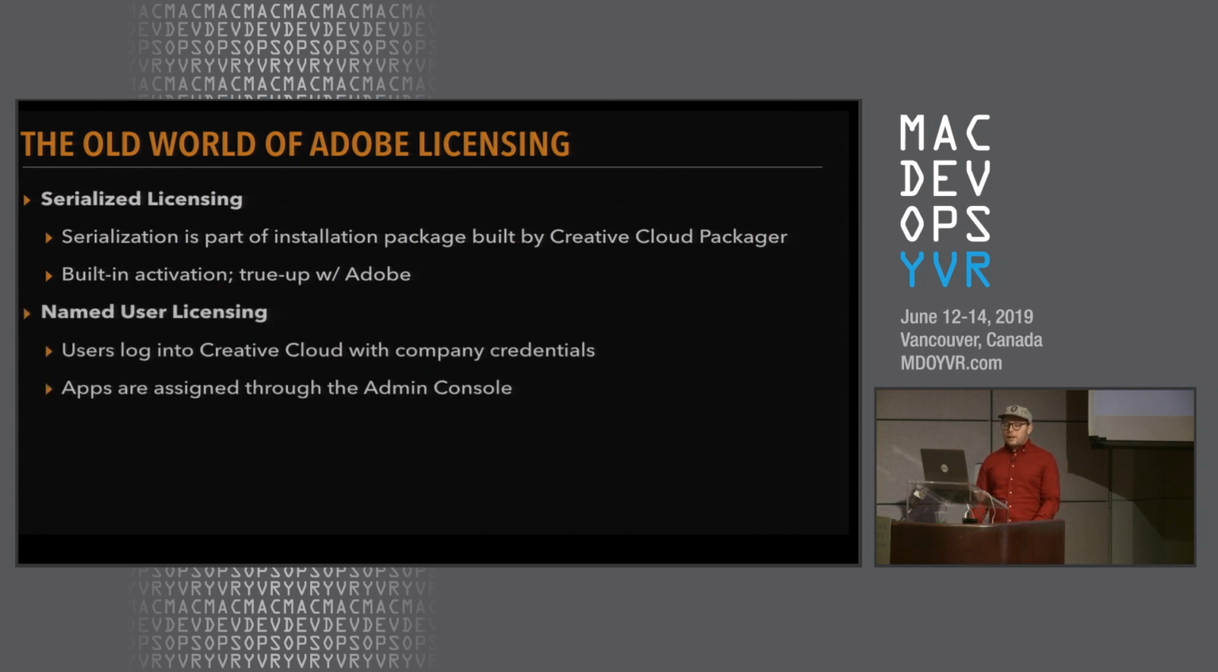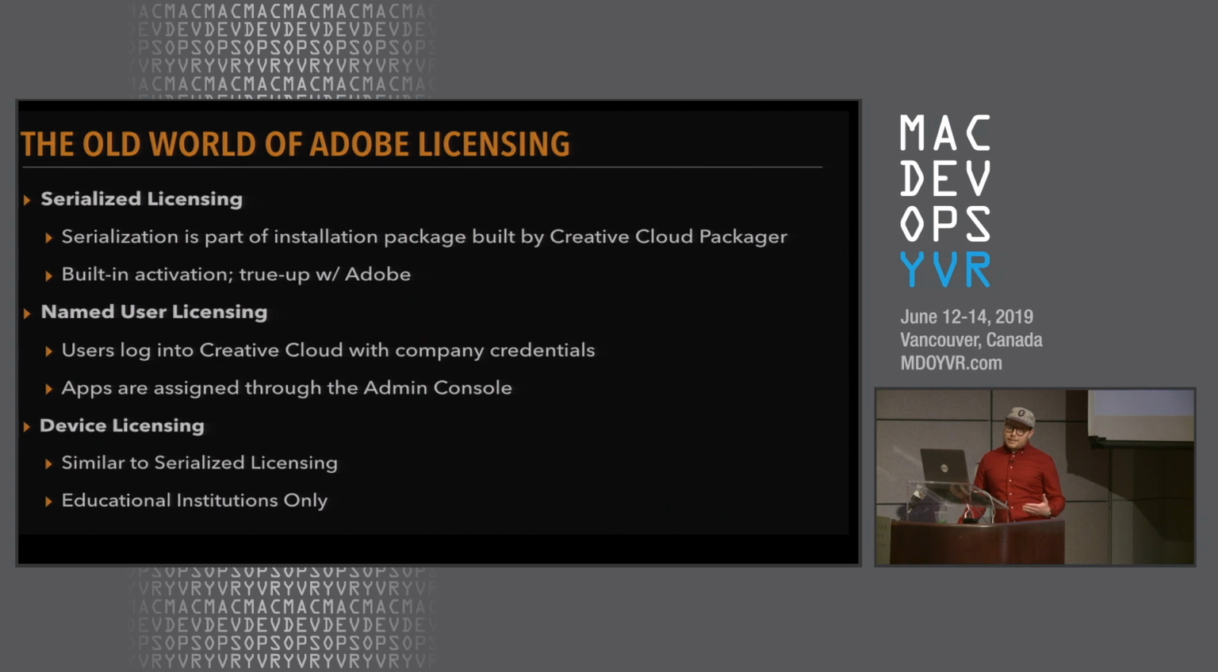And then there was this thing called named user licensing, still exists, but you have your users log in with an Adobe ID. Usually it's your company credentials with a federated ID. And you assign them apps in the Adobe admin console. And then there was this thing called device licensing, which was an educational institution licensing scheme. But it's pretty similar to serialized licensing. It's basically a license per device. It's only for educational institutions, but it works really well. You just put it on a machine, then you don't have to worry about it.